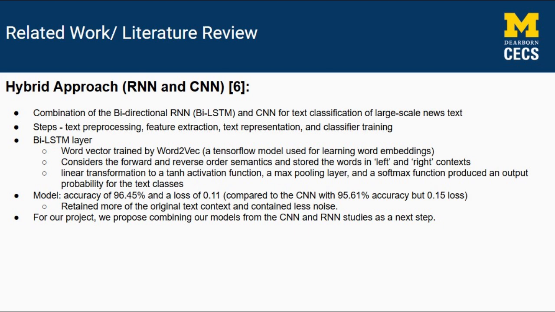This resulted in a model with accuracy of 96.45% and a loss of 0.11. Compared to the CNN with 95.61% accuracy and a 0.15 loss, this showed a lower loss value with the hybrid approach. It also retained more of the original text context and contained less noise. For our project, we proposed combining our models from the CNN and RNN studies as a next step.